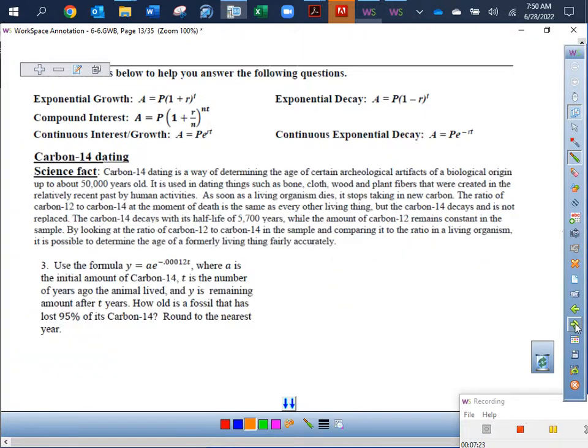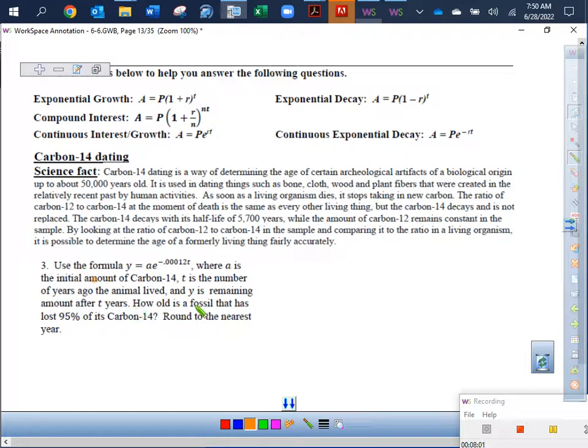But we're going to keep on keeping on into this next one about carbon-14. I've got a story here for you about how carbon-14 actually works, if you're into science and stuff like that. It explains how the carbon-14 process really works. It's a way that scientists have figured out to tell how old something is. So here's the formula they use also. It's got all kinds of crazy variables. They say where A is the initial amount of carbon-14, so when somebody dies, they measure the carbon-14 in it. T is the number of years ago the animal lived, and Y is the remaining amount after T years.